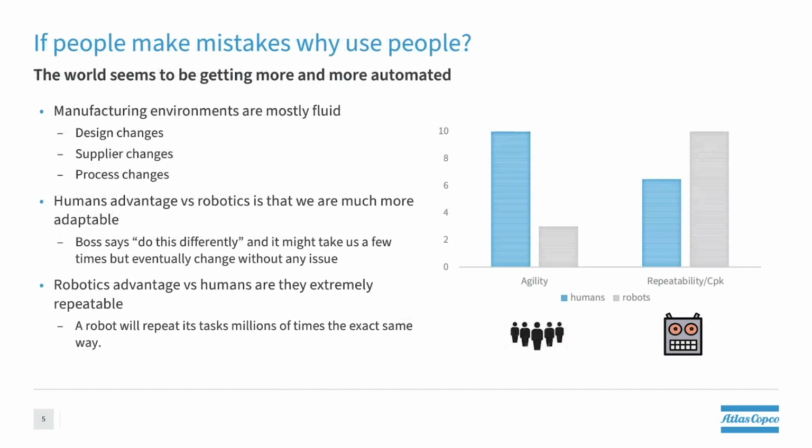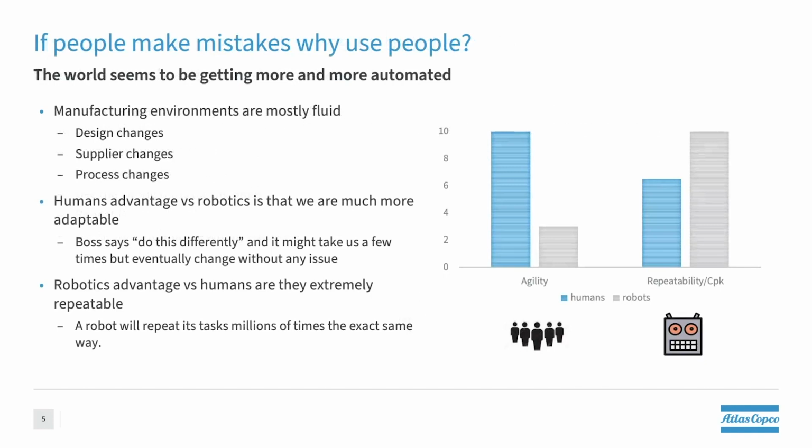When we look at humans versus robots, humans have a clear advantage as being much more adaptable. A human can relearn a process rather easily. When we look at robots versus humans, the advantage for robotics is they're very repeatable as they're able to do the same process over and over again with very minimal deviations. So we know how dynamic our manufacturing environments are. Now do you see the advantage of using humans?